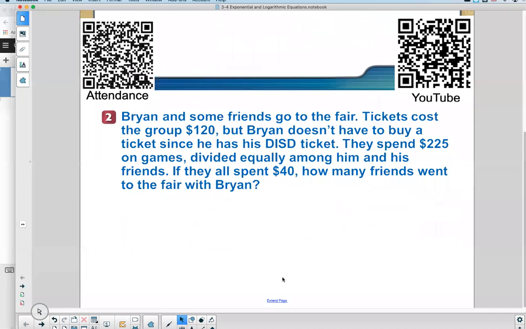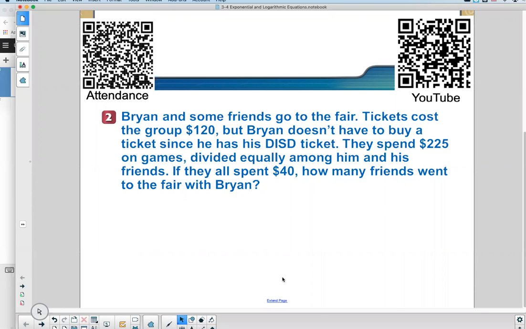Brian and some friends go to the fair. Tickets cost the group $120. But Brian doesn't have to buy a ticket since he has his Dallas Independent School District ticket. They spend $225 on games, divided equally among him and his friends. If they all spent $40, how many friends went to the fair with Brian?